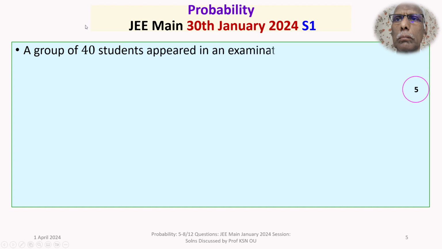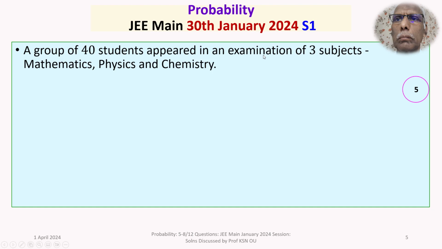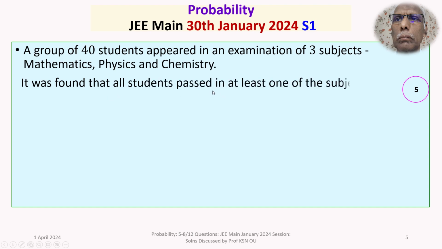The given question is, a group of 40 students appeared in an examination of 3 subjects, mathematics, physics and chemistry. So the group has 40 students. It was found that all students passed in at least one of the subjects. That means n of M union P union C is 40.